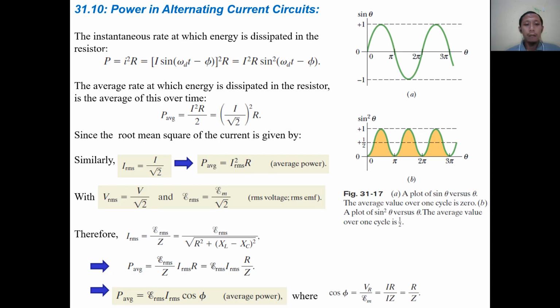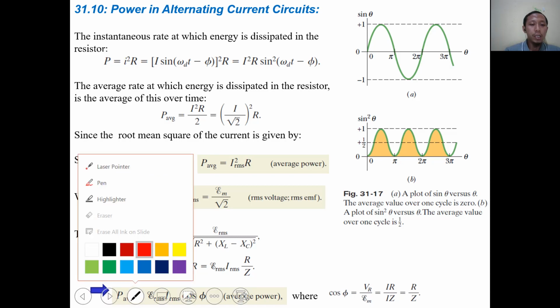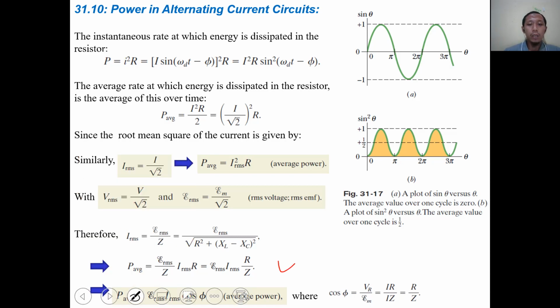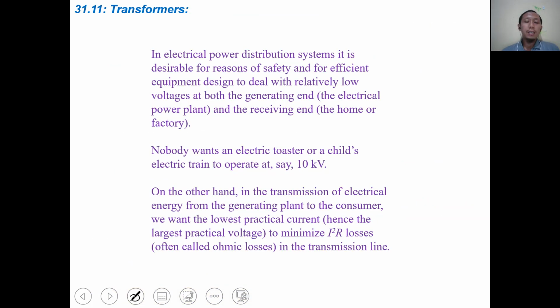And then this average power becomes E RMS I RMS cosine φ. This is the average power, where cosine φ is equal to VR per E, or IR per IZ, which is equal to R per Z. So if we need the equation for the average power, please use these equations, and cosine φ also uses this equation. And then the last discussion is about the transformers.